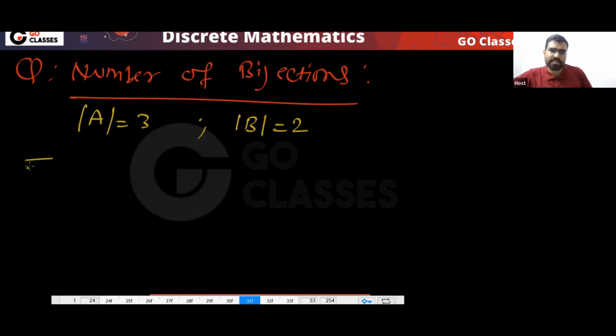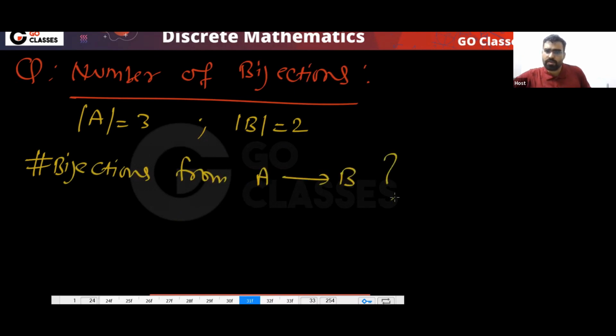So, number of bijections. Tell me. Number of bijections from A to B, between A comma B. How many bijections do you have? The number of bijections will be 0, because these are two different sizes.